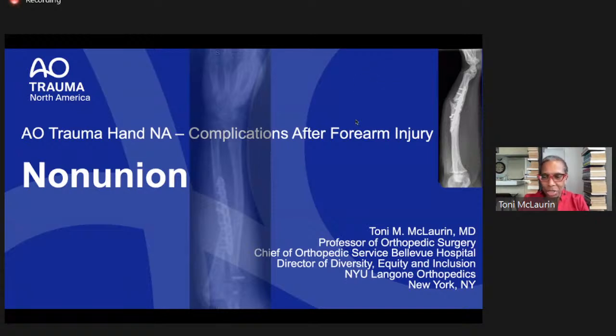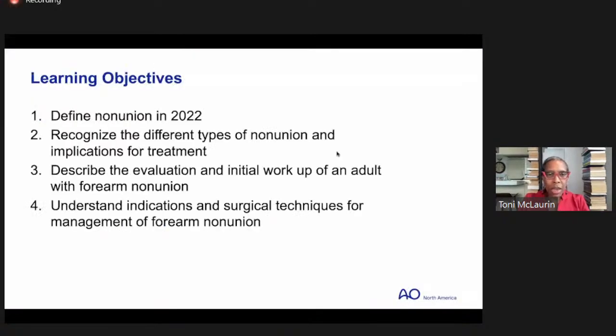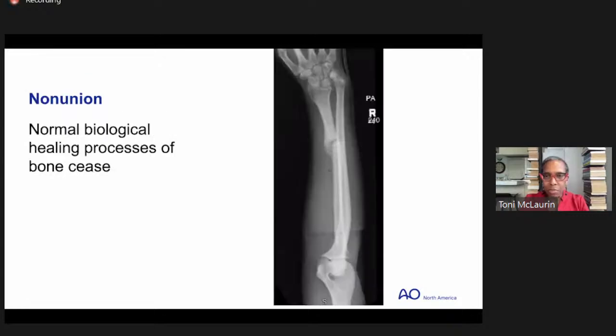This talk together. So I have no disclosures. And these are just the learning objectives: to define non-union, talk about the different types, and how you evaluate and work them up, and then understand the indications and surgical techniques for managing them.